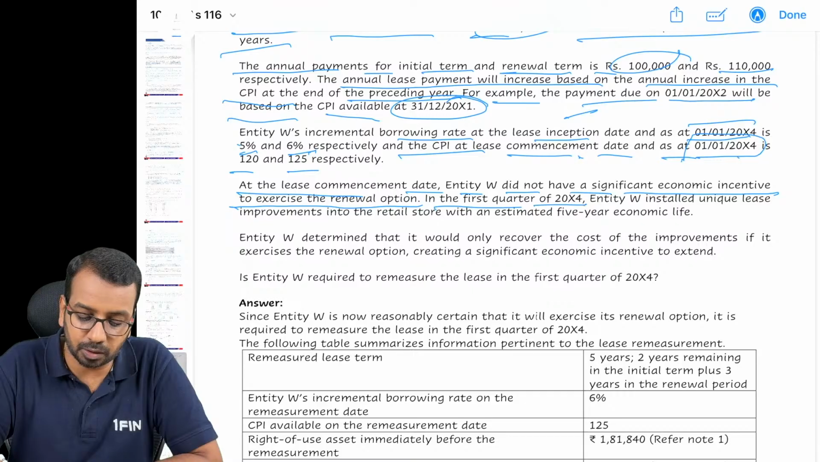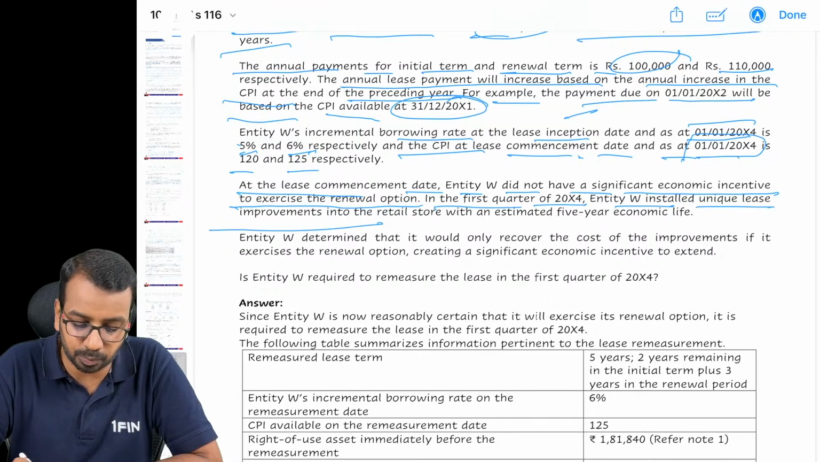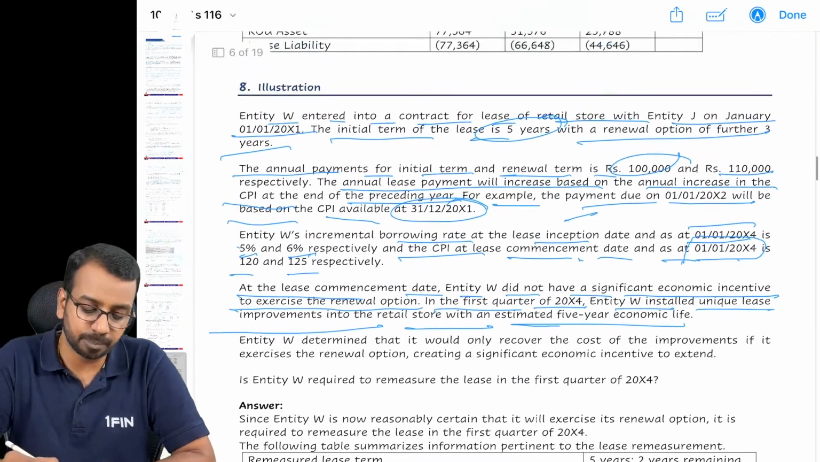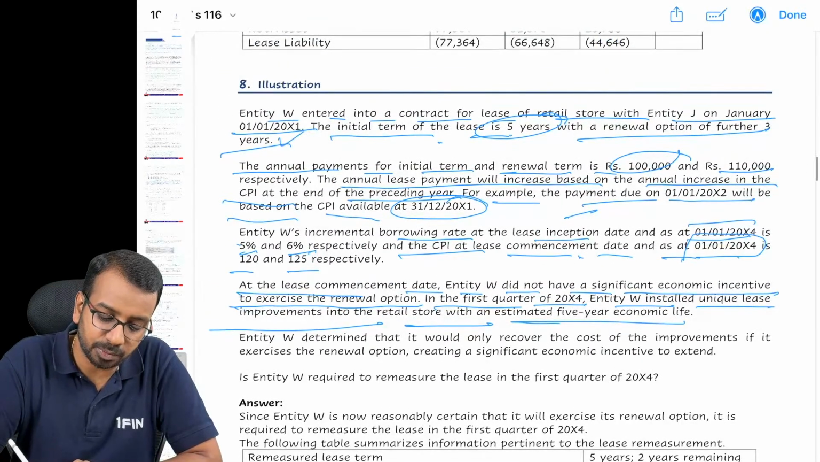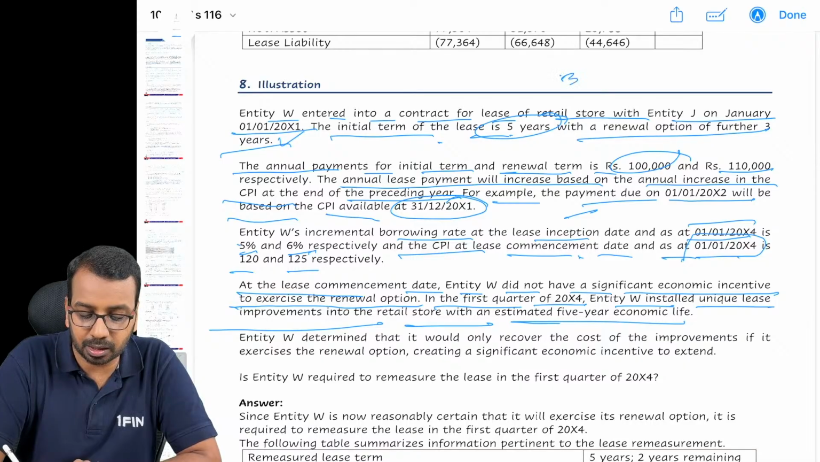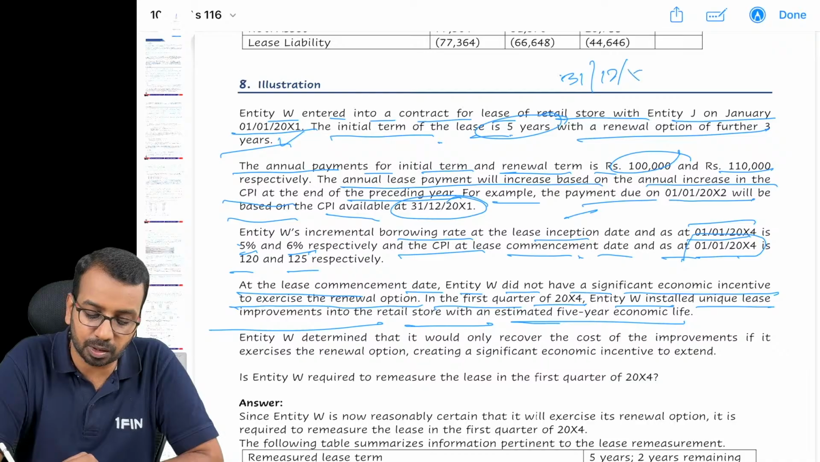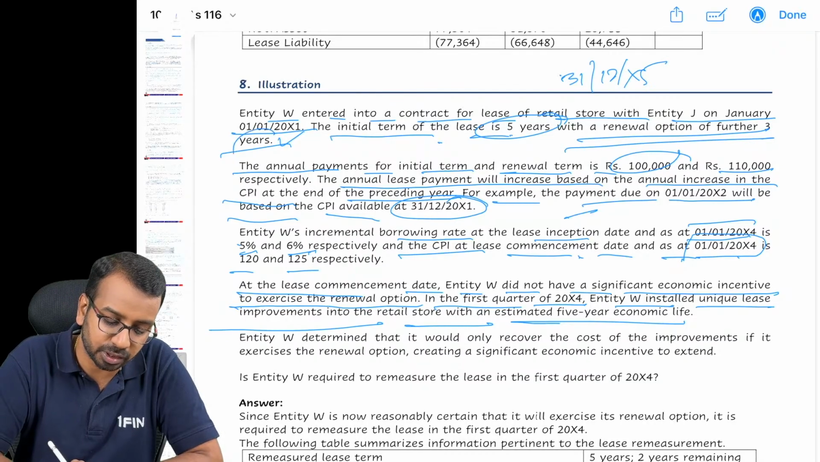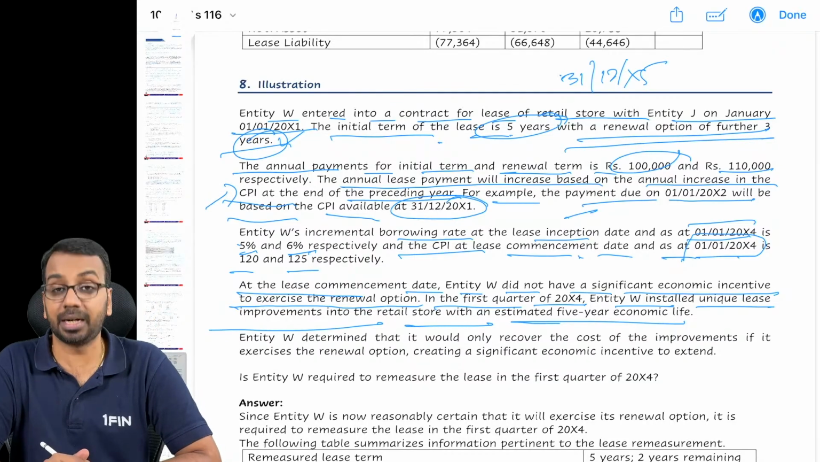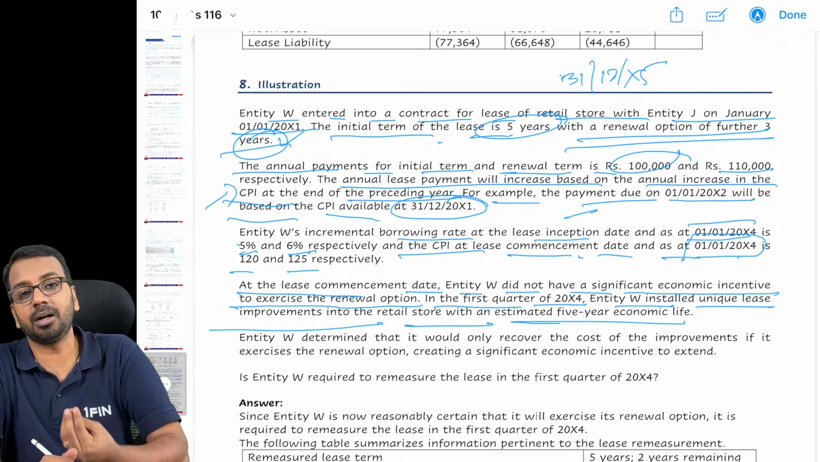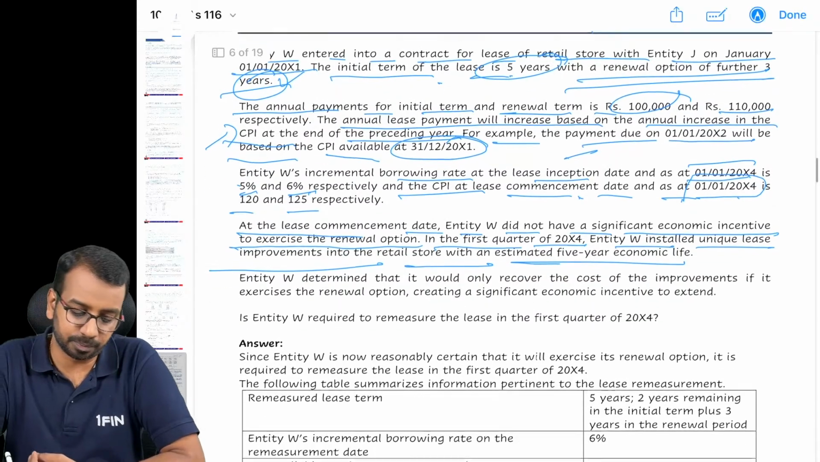In the first quarter of year 4, Entity W installed unique lease improvements into the retail store with an estimated 5-year economic life. So here, 1st of January, initial term is 5 years. So you will run it till 31st December of year 5, 1, 2, 3, 4, 5. Renewal option of further 3 years. At the time of commencement, you don't foresee that there will be an extension of the lease term.